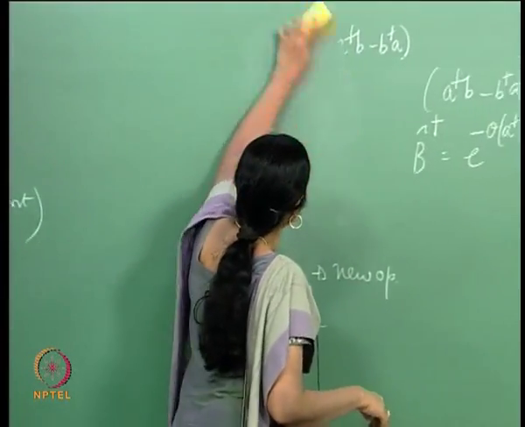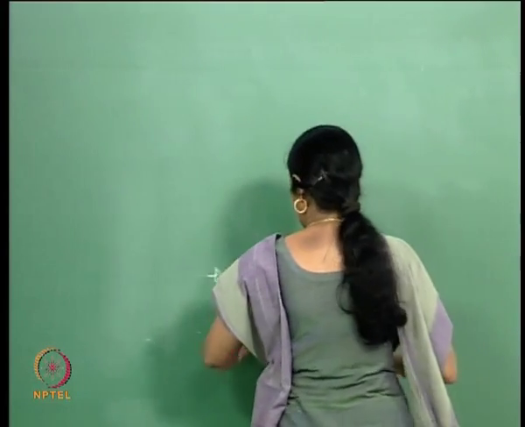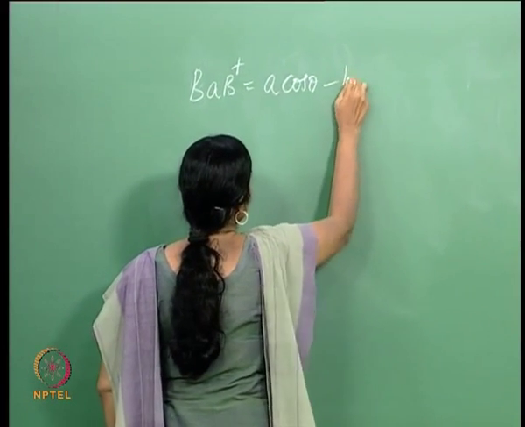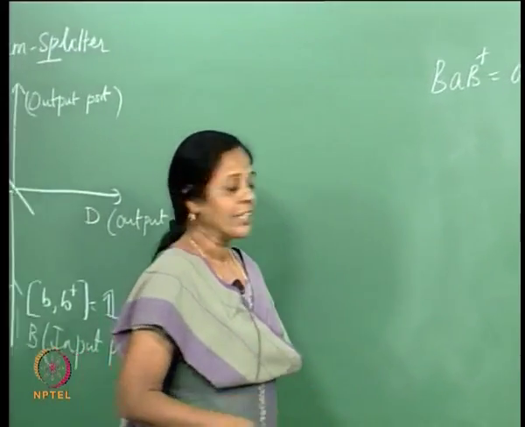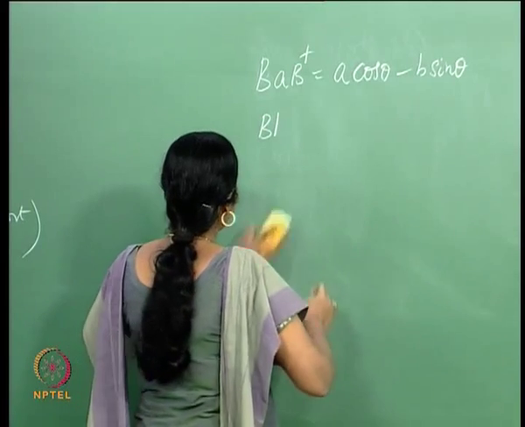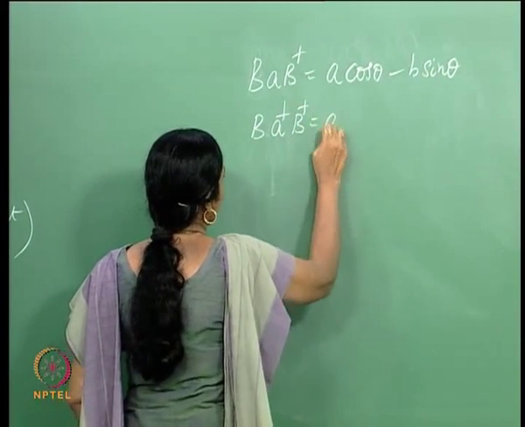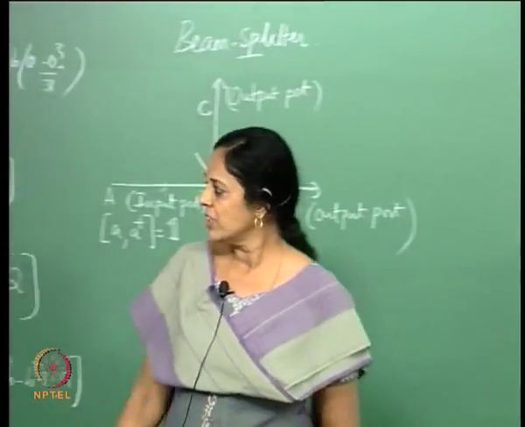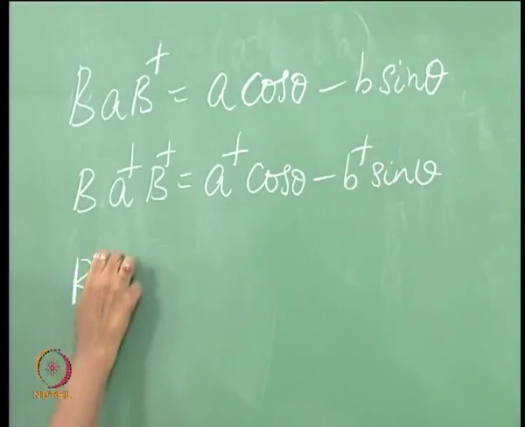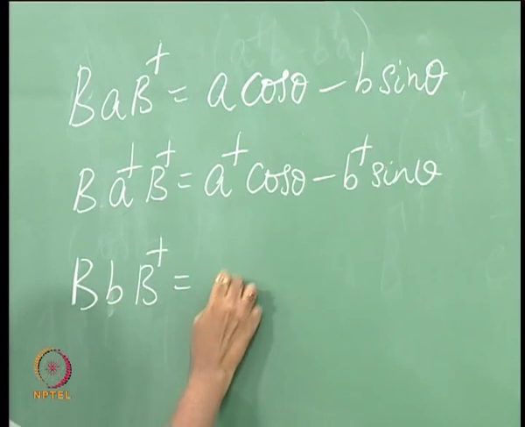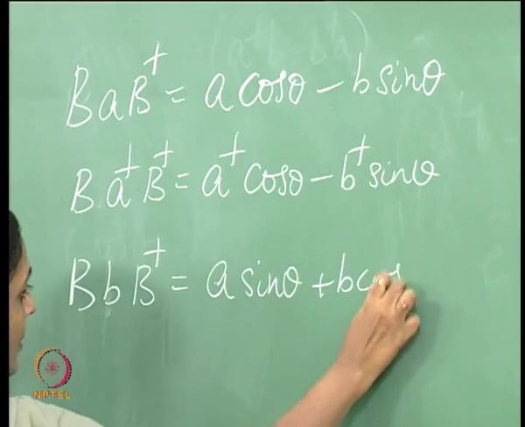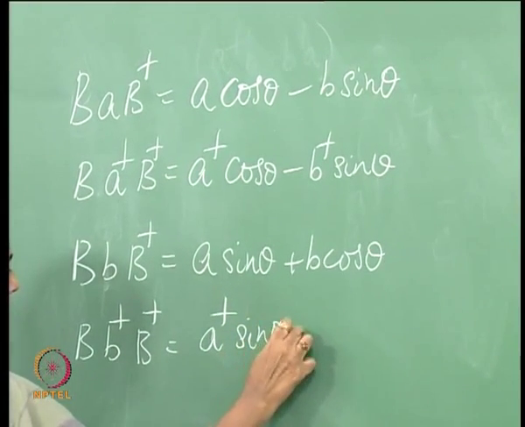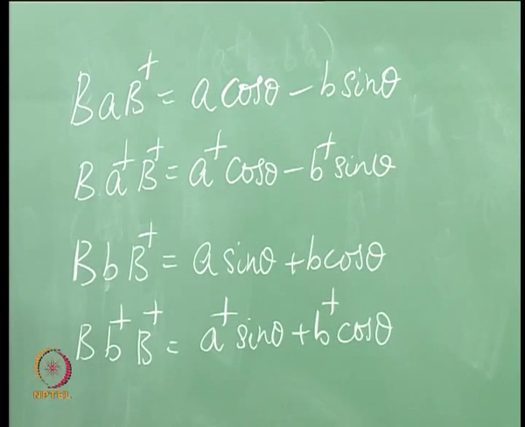So, let me put that down. I have B A B dagger is A cos theta minus B sin theta. This is the effect of the beam splitter on A, and therefore, B A dagger B dagger is A dagger cos theta minus B dagger sin theta. I can take the Hermitian conjugate or I can work it out again once more. This is what I would get. Similarly, this object is A sin theta plus B cos theta and B B dagger B dagger is A dagger sin theta plus B dagger cos theta. So, this is what we have.